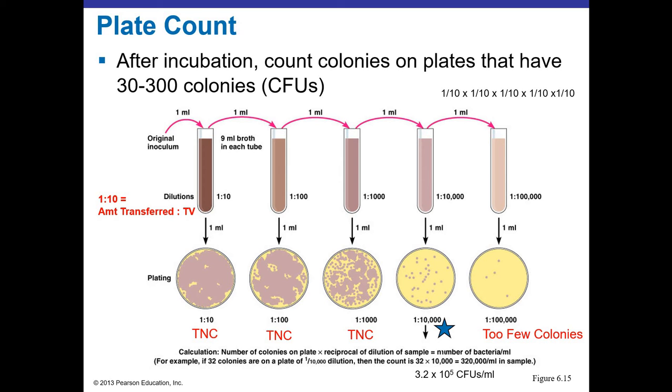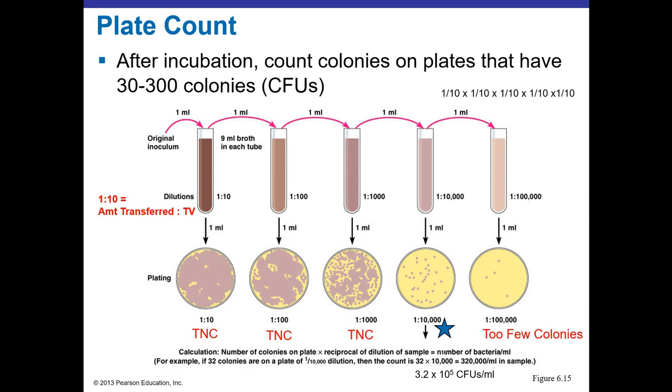But now we want to count it. So we're going to take 1 ml and put that onto a plate and spread it out. If we look at the 1 to 10 dilution, that's going to be way too many colonies to be able to count. And so that's why it's labeled as TNC, too numerous to count. Even looking at the 1 to 100, it's maybe fewer colonies, but it's still too numerous to count. And even when we get to the 1 to 1,000, there's clumps of bacteria. It's still not a countable number, so it's still listed as TNC.